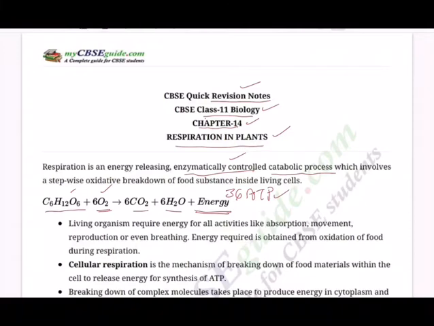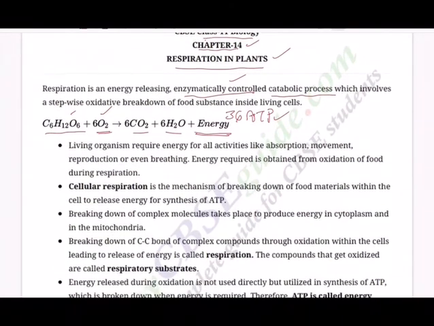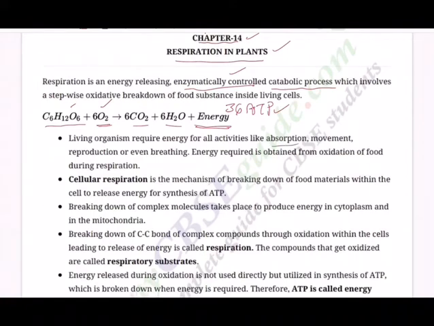Thus every cell becomes energized. When a cell becomes energized, the tissue becomes energized, then the organ, and the organism totally becomes energized. Living organisms require energy for all the activities like absorption, movement, reproduction, or even breathing. Whatever we do, we require energy. From where are we getting this energy? Through respiration. So energy is required, and it is obtained from oxidation of food during respiration.